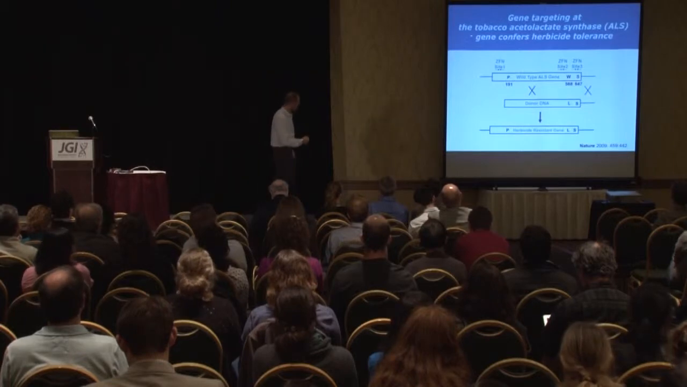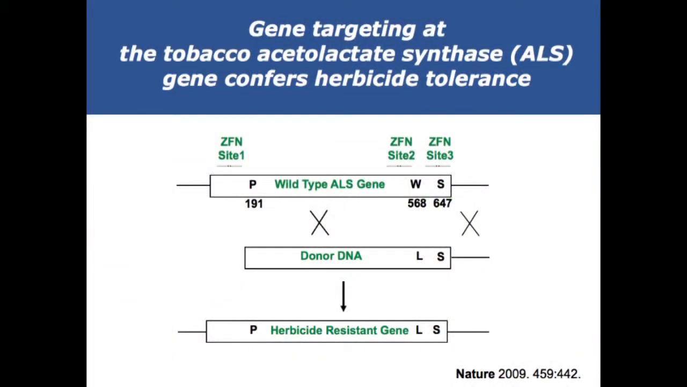The target that we first focused on was acetolactate synthase, involved in branched-chain amino acid biosynthesis. And there had been identified a number of mutations, like this W to L mutation at 568, that confer resistance to certain classes of herbicides.